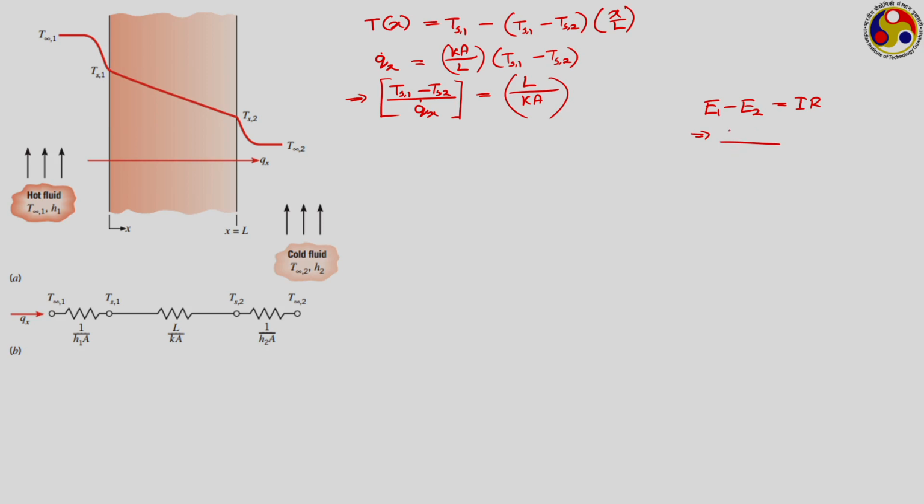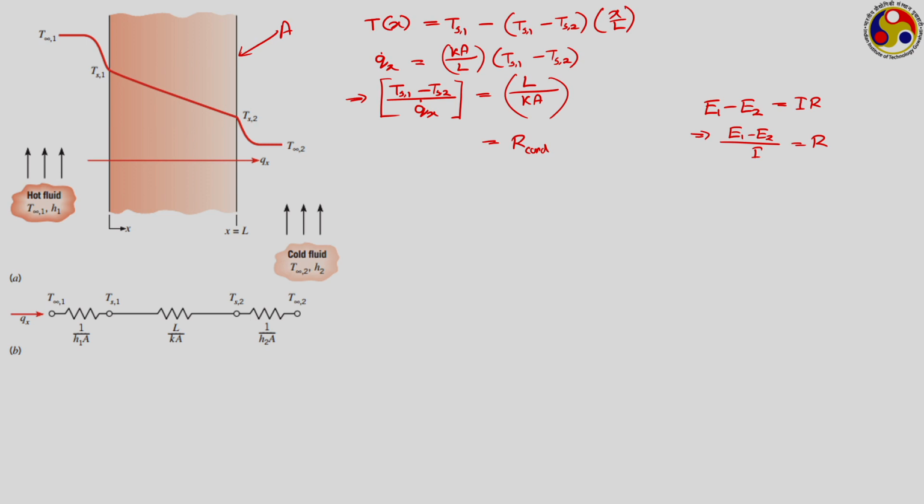or (E1 minus E2) upon I will be equal to R, where R is the resistance. Similarly, whatever we are getting there is also called the conduction resistance, L upon K A, of course only in the Cartesian coordinate system, where L is the length scale associated with this conduction heat transfer, the thickness of this particular block, K is the thermal conductivity, and A is the area perpendicular to the plane of this screen. So this area is A, and this is the conduction resistance L upon K A.